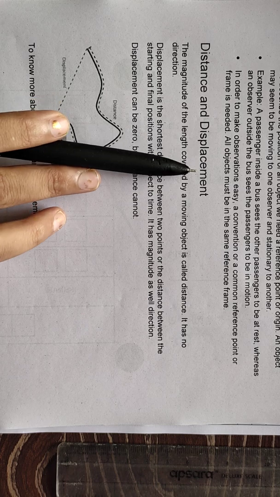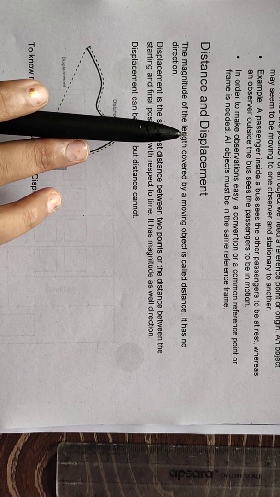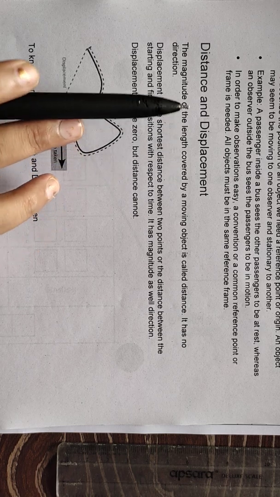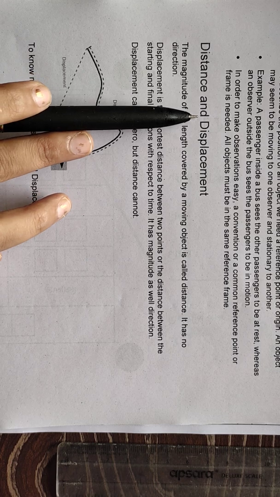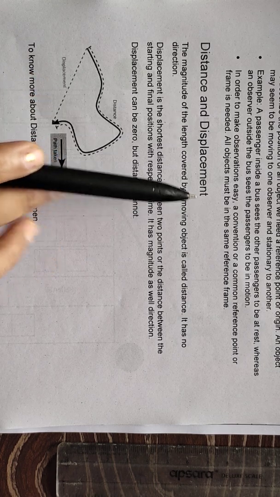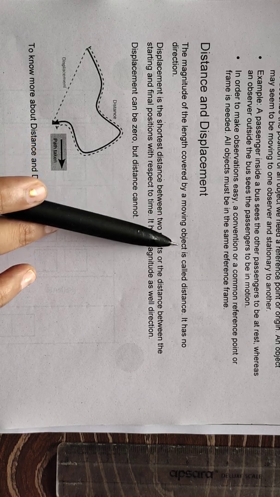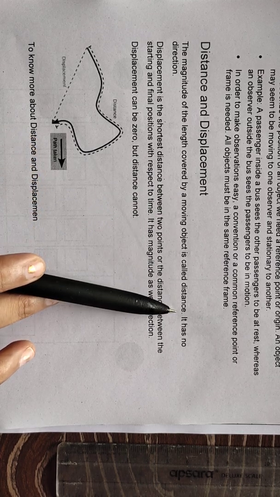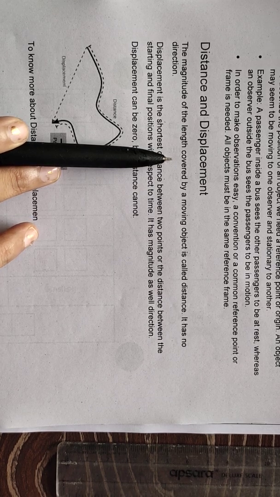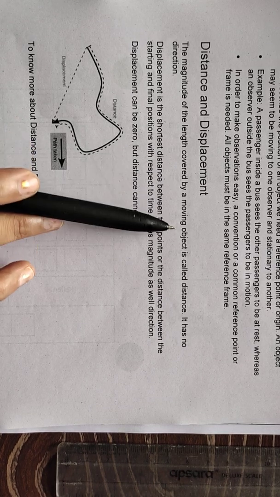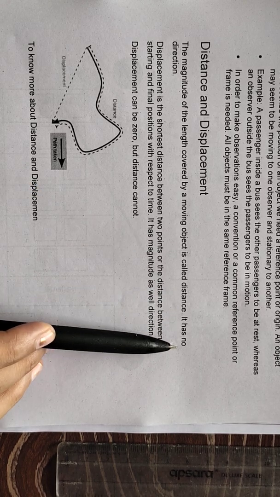that is distance and displacement. It means motion in a straight line. Basically we are trying to understand here a motion in a straight line. So in that we are going to see two parameters, one is distance and the second one is displacement. The magnitude of the length covered by a moving object is called distance. That is, how much distance is covered by the object can be considered as the distance, and it has no direction.